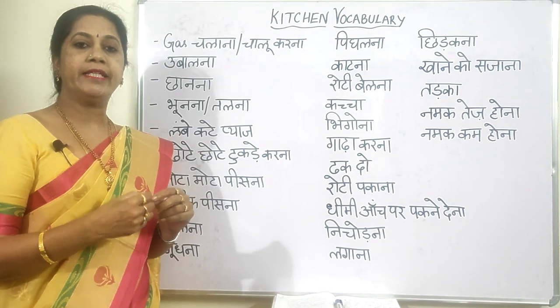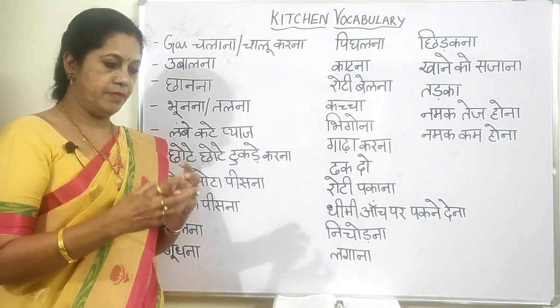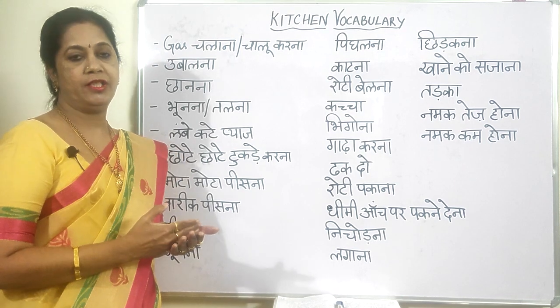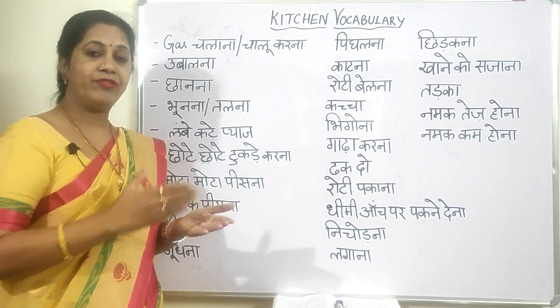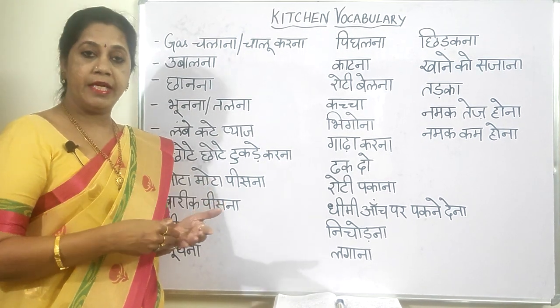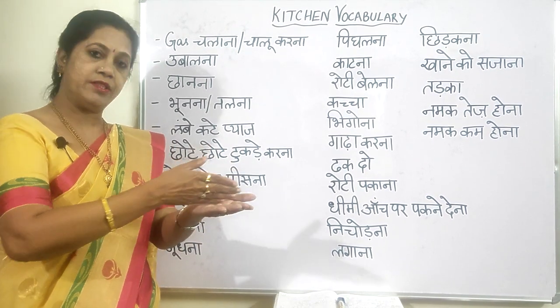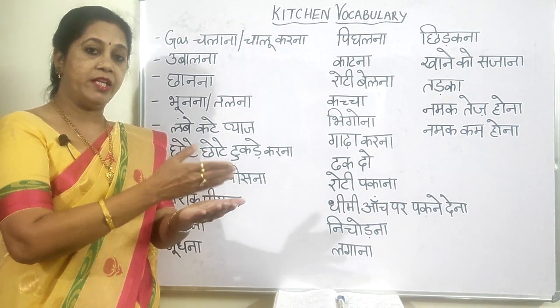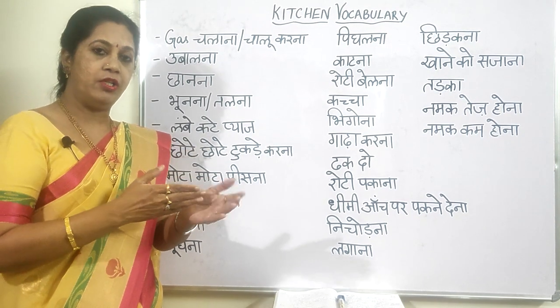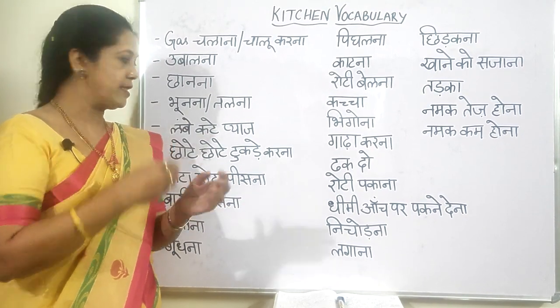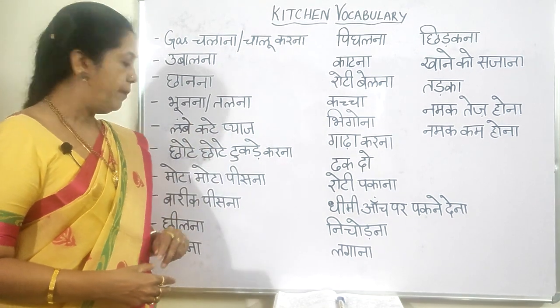The next one, lambe kate pyaz. So lambe kate pyaz means the onions which are cut in sliced form, lengthy, long. Jaise hum biryani ho ya brinji rice ho, waise banate waqt hum kya karte hain, usko lambe lambe kaatte. That is, we cut them lengthy, long, sliced, thin sliced. That is called lambe kate pyaz.